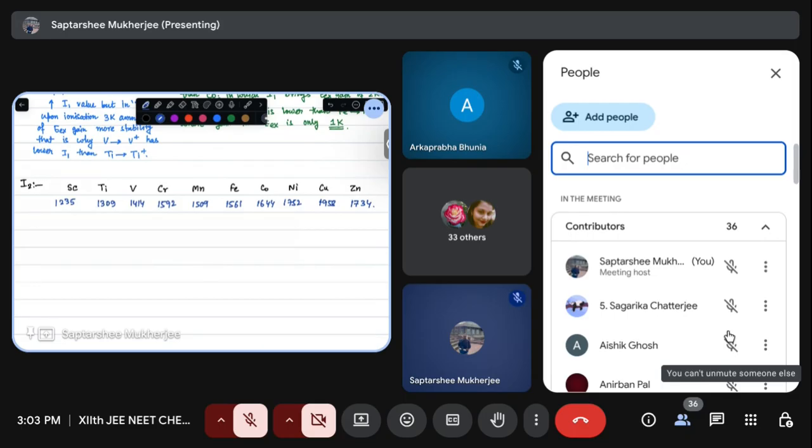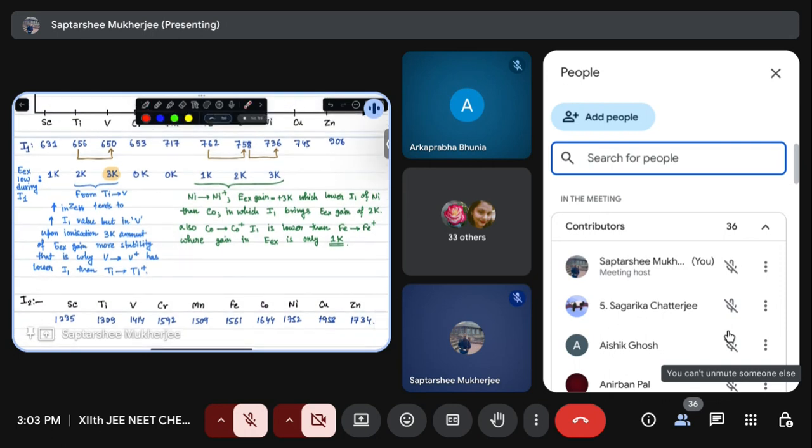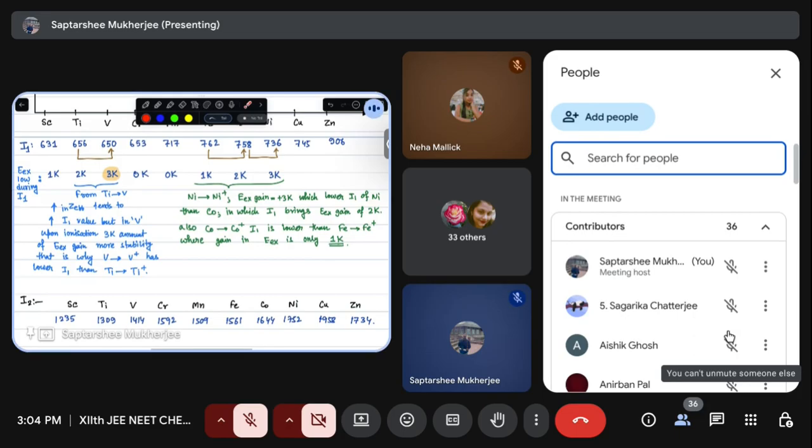Now you see, first thing you observe and tell me, obviously first ionization energy compared to second ionization energy, it will increase. Second ionization energy to third ionization energy, it will also increase, because we know successive ionization energies always increase. Correct?